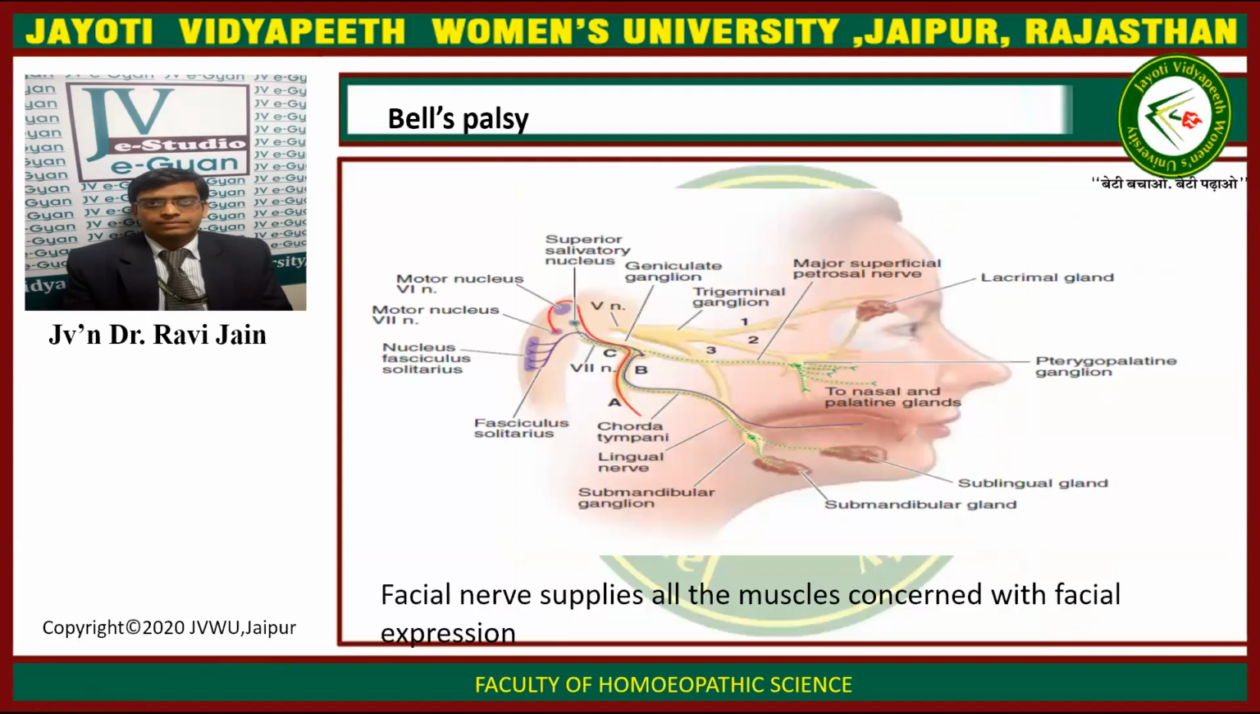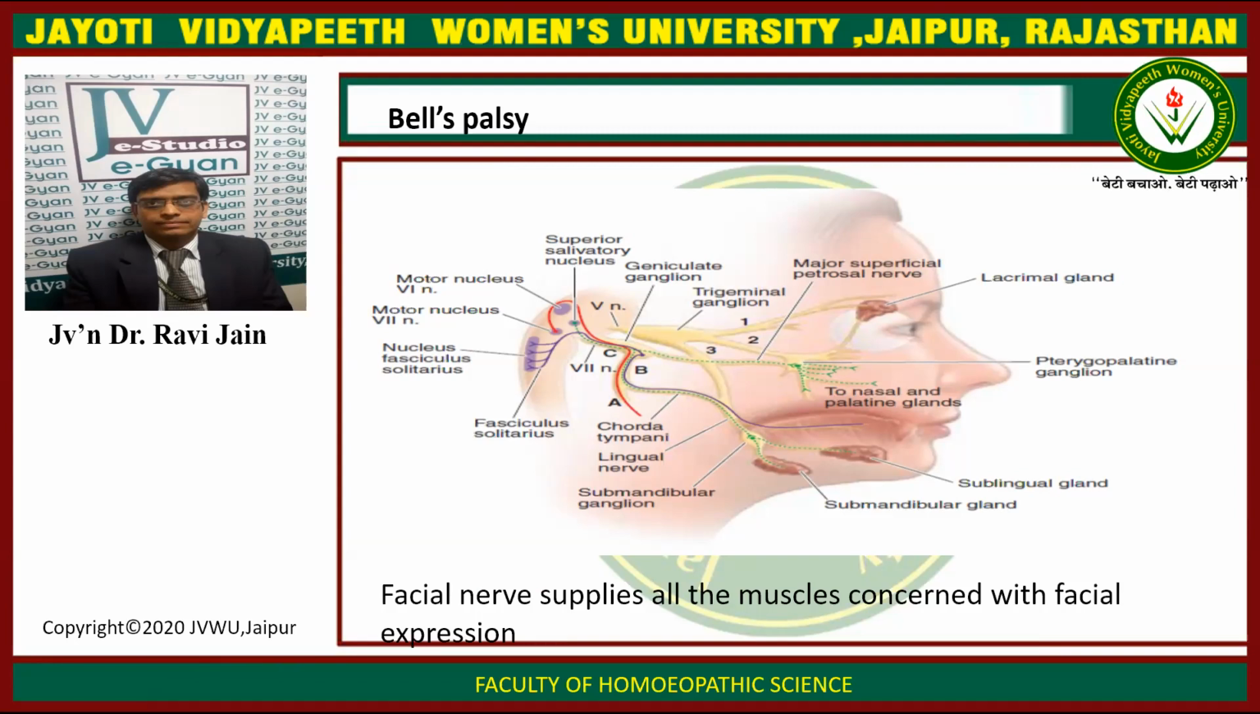The facial nerve supplies all the muscles concerned with facial expression. So if there is any injury to the facial nerve, the facial expressions are deranged and the normal look or appearance of the face is distorted. So this is the detail of the facial nerve. I believe we have already read this, or if not, then you can go through it again and read it again. I won't be discussing these things again in this class.